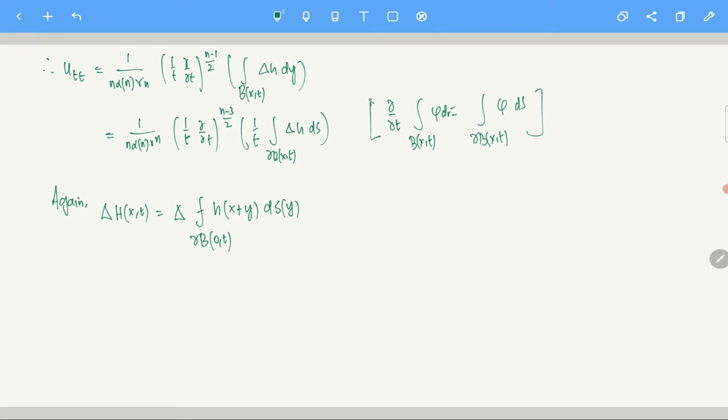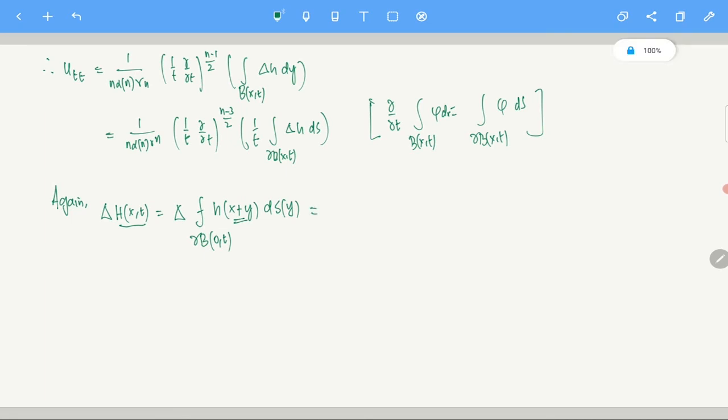Now I'm just writing it down, and again taking a change of variable and shifting the origin to the center. That's all. I'm not doing anything else. So capital H is the average of small h over the sphere ∂B with radius t. Now I am just replacing the center from x to 0. That's all. So the change of variable.